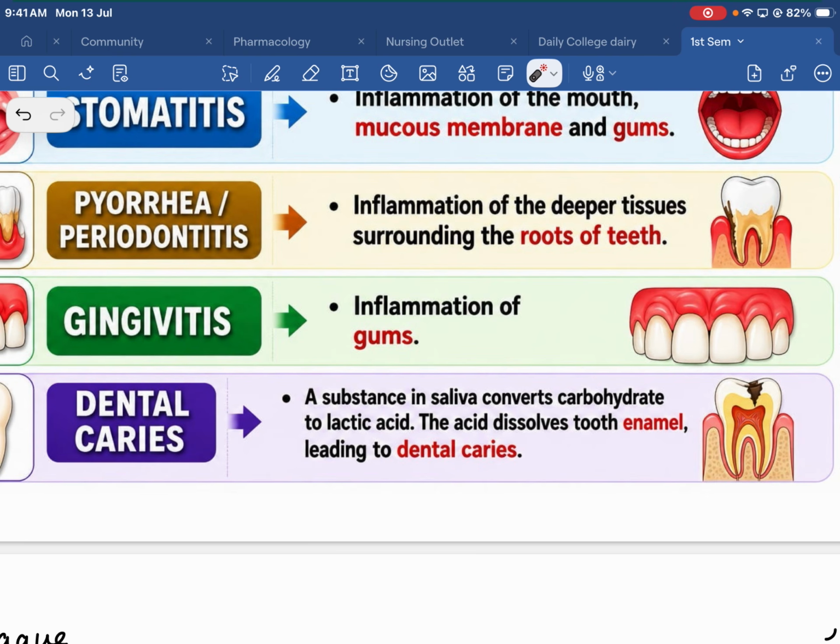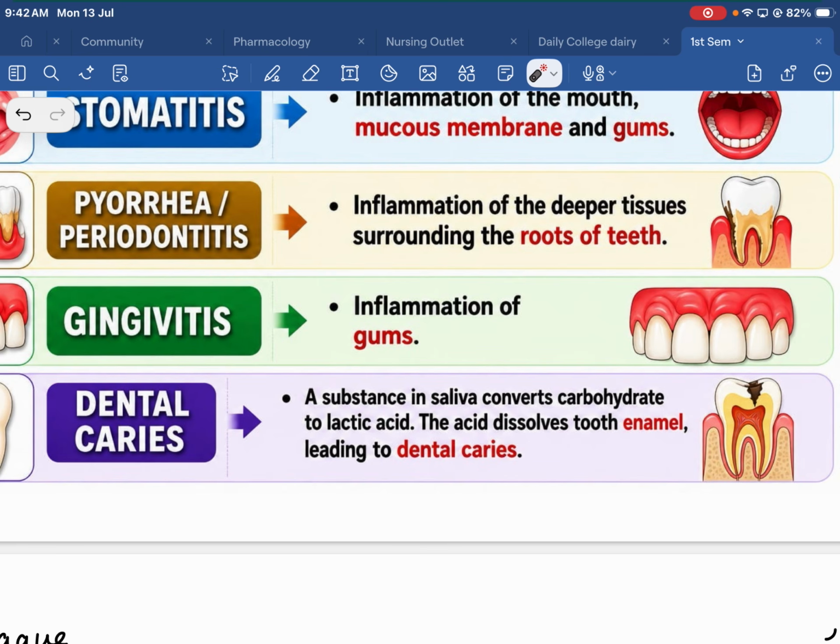Okay, if that is bacteria, then you can call it what? Plaque. You can call it plaque only when there is an invisible surface layer. Are you understanding? Okay.